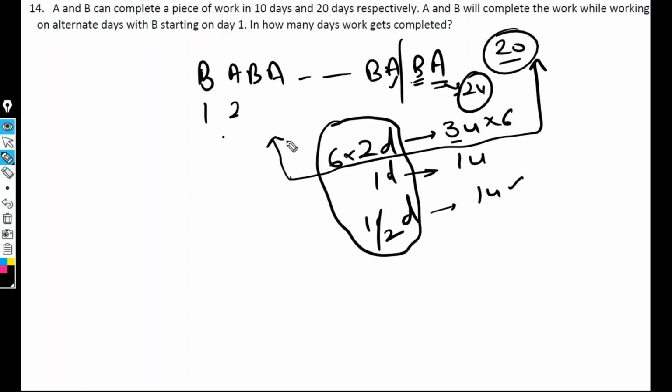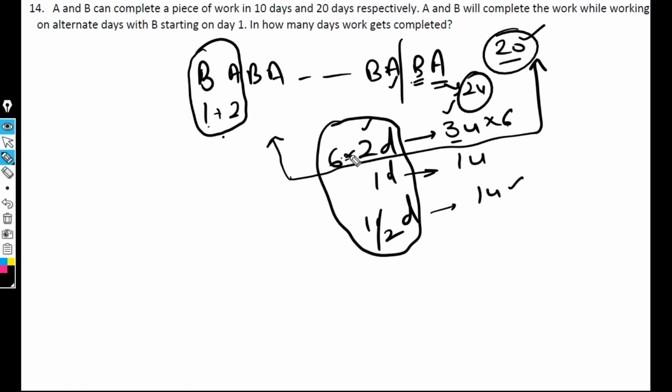Shivani, this much of the part is clear. Have you attended the last class? We discussed the very same question. In 2 days, the work completed by them is 1 plus 2, 3 units. Is this part clear? In 2 days, 3 units of work is done. Then I said divide 20 by 3, quotient is 6, so multiply both sides by 6.